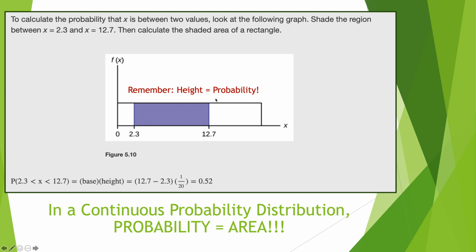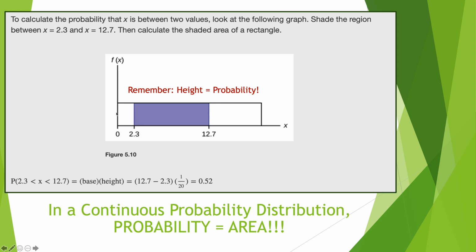And basically, we're going to make a, in this case, purple rectangle in the middle. So if I want to find the probability that a particular score comes between 2.3 and 12.7, all I have to do, I already know the height is 1/20th.